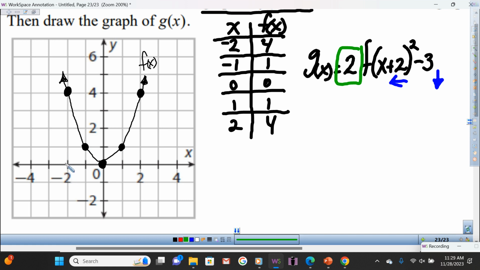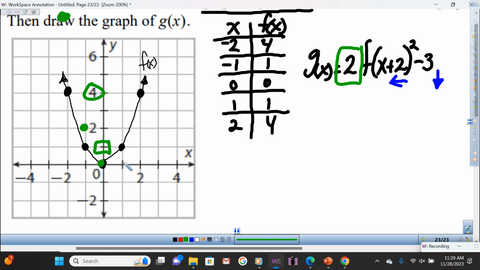So check this out. Look up. Look at this first point. At -2, it was 4. But now since it's going to stretch by a factor of 2, the -2 to 4 becomes -2. What is 2 times 4? That is 8. So we got 5, 6, 7, 8. So the new point is going to be up here. This one, -1, 1. Instead of being at 1, if we multiply times 2, it's going to be at 2 now.